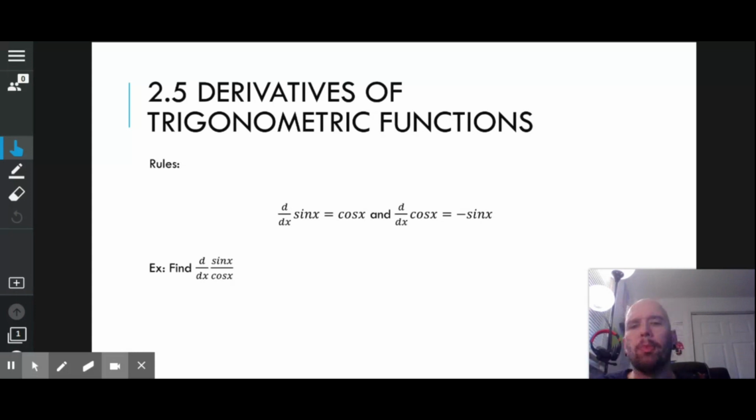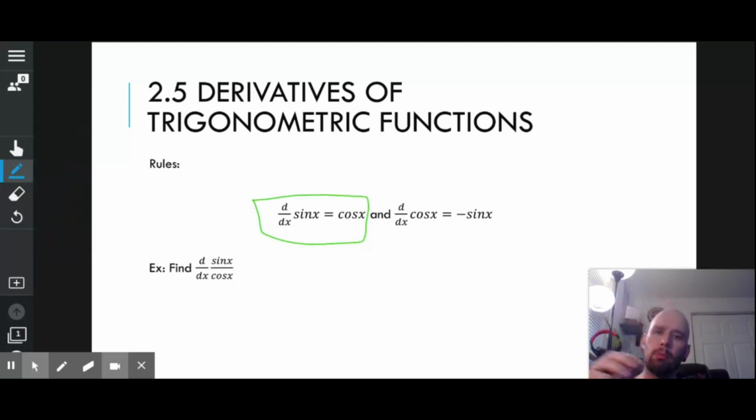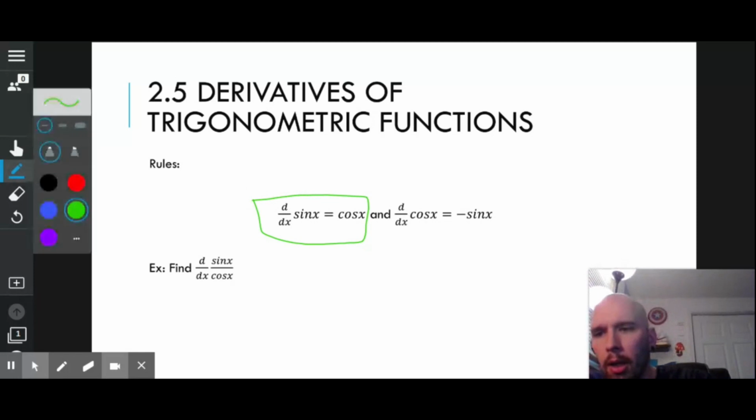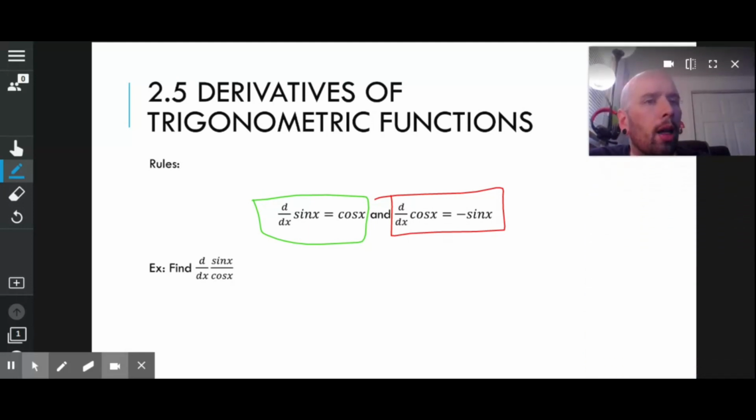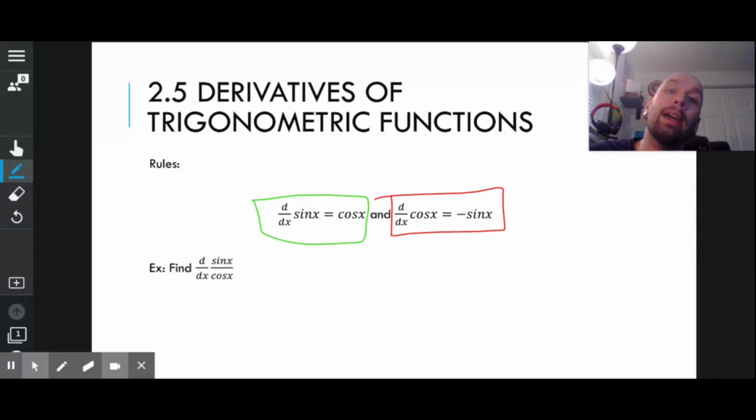Two fun facts. The derivative of sine x is cosine x. Simple. The derivative of cosine x is negative sine x. So we're going to definitely have those memorized, and we're going to use those facts to help us find other trigonometric identities. We're going to start out by doing the derivative of sine x over cosine x.